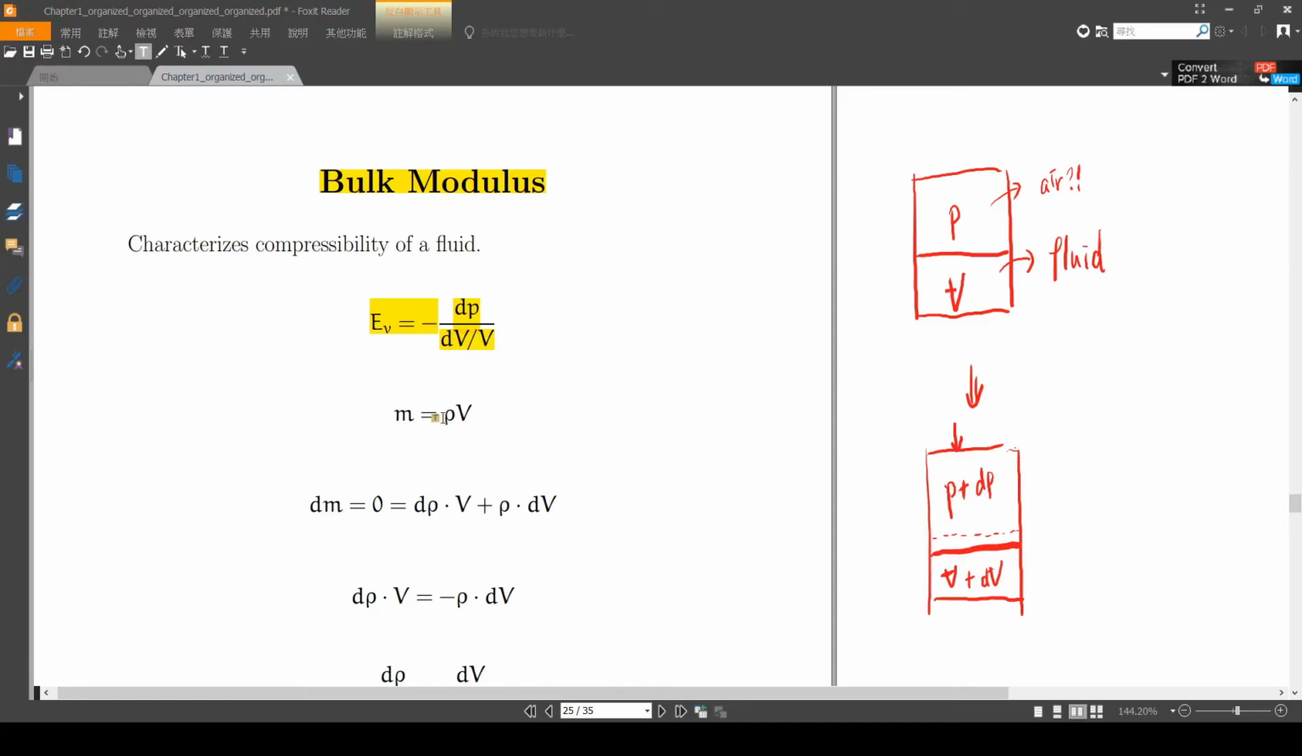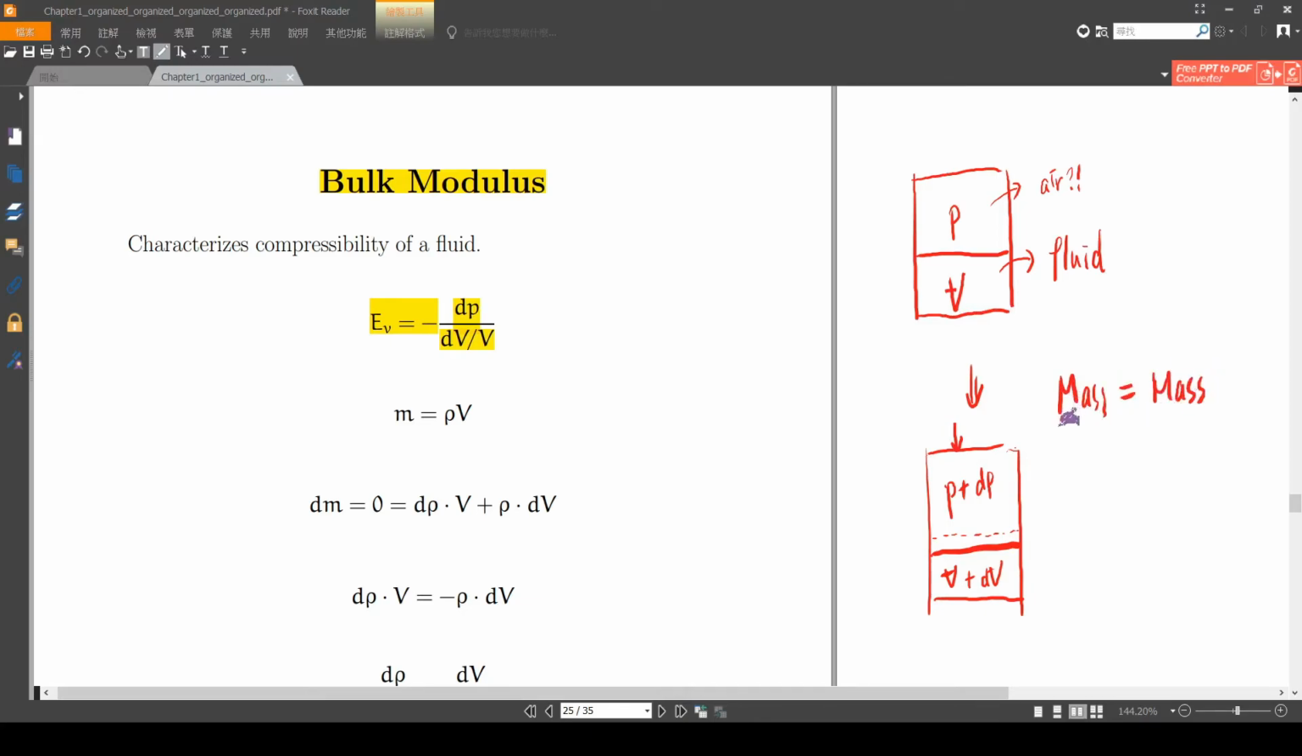And then because we know that the mass is equal to the density times the volume, and on Earth, because the gravity will not change, the mass has nothing to do with the gravity. Anyway, because of the conservation law, the change of the mass is equal to 0, so you can simply write the conservation law. So the mass is the same, right? The original mass is equal to the later mass.